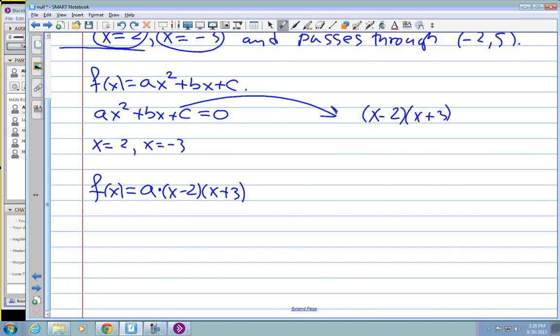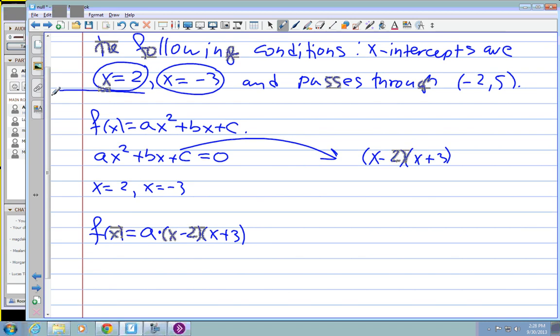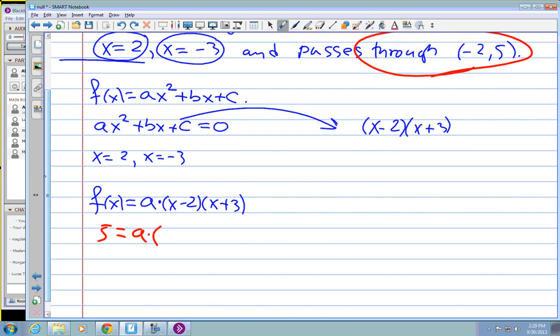Now, Shaq, you were saying something. But now that's where this comes in. This piece, that our graph passes through that point. You plug it in for x and y, and then you solve for a. Could be 1, I don't know. But I can find it now by plugging negative 2 for x and 5 for y, and then I can solve for a, and I'll get my function.